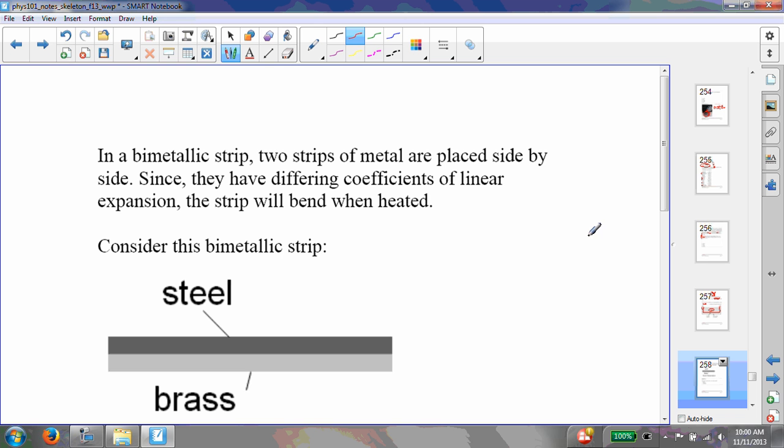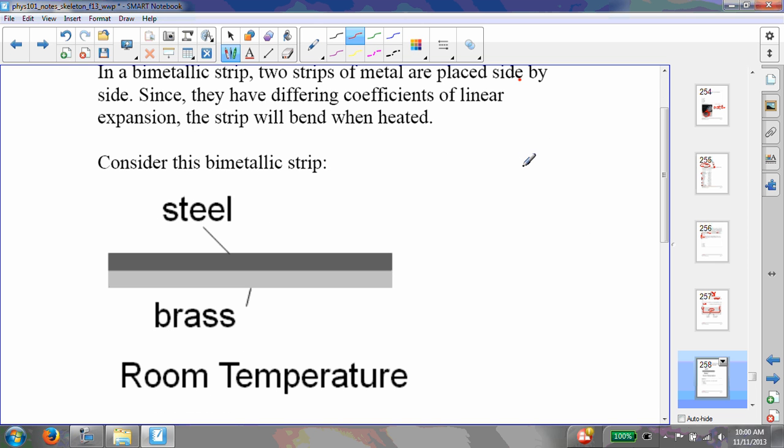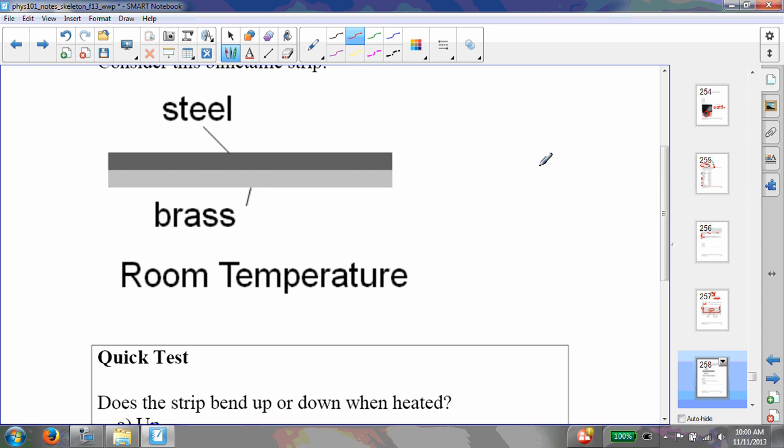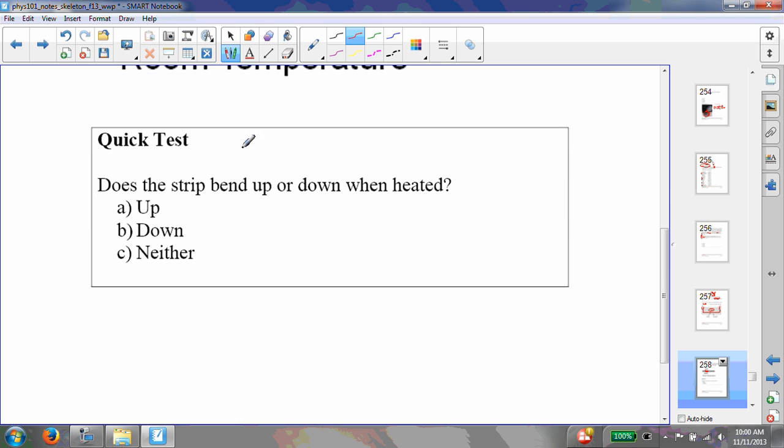We also see this demonstrated in bimetallic strips. These are used in a number of different places where you want to find the temperature. For example, this bimetallic strip is steel and brass, and if I heat this up, I want to know, does it bend up or down? One of these is going to expand at a greater rate than the other, and it will bend away from the material that expands at the greater rate. Both of them are going to expand in length, but one of them will expand a little bit more because of its difference in the coefficient of linear expansion. So you can think about that and then answer this online.